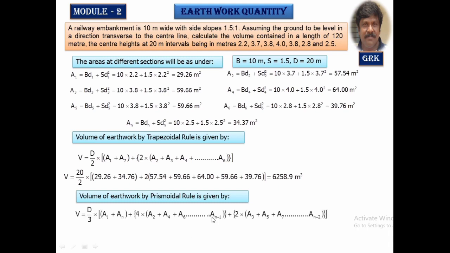Then get the value of volume by Prismoidal formula, d by 3 into A1 plus A7 plus 4 times of this A2, A4 and A6 plus twice A3 and A5. Substitute in all the values of the areas calculated. The quantity is 6316.5 meter cube.